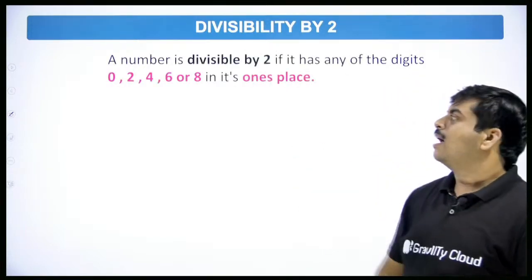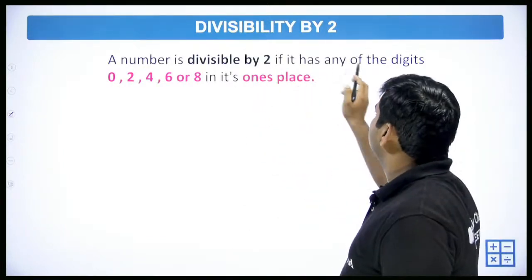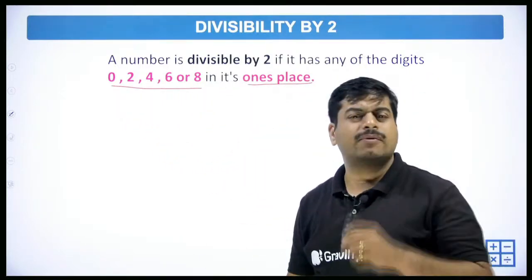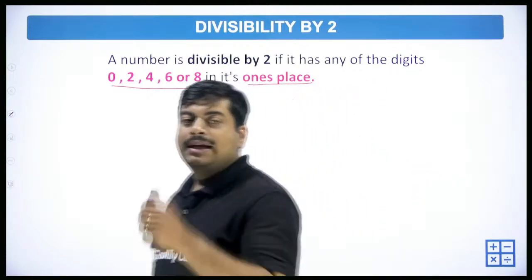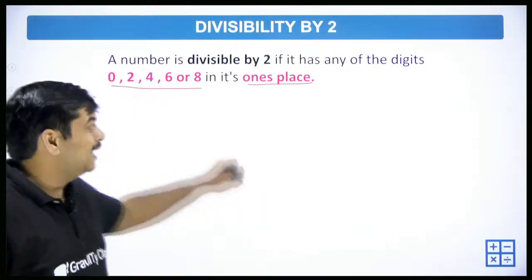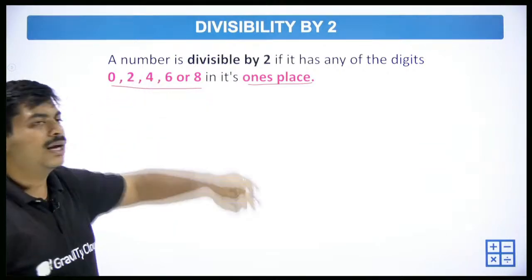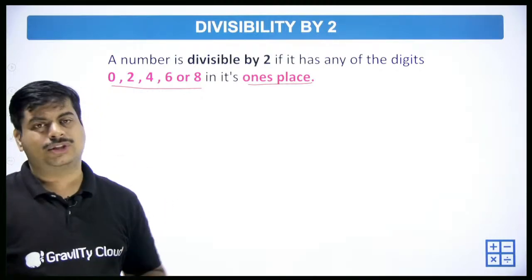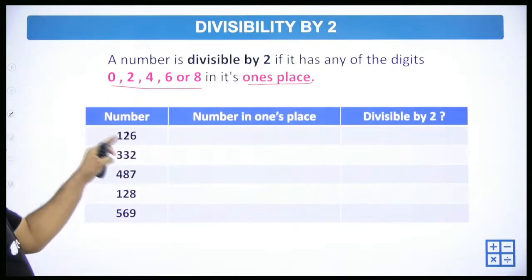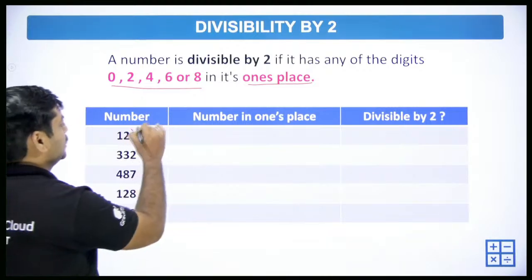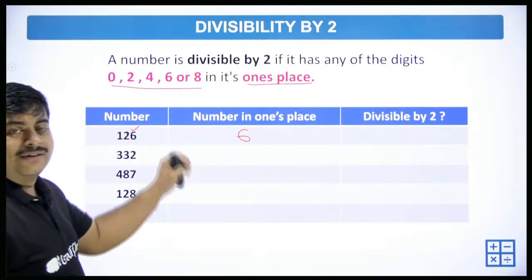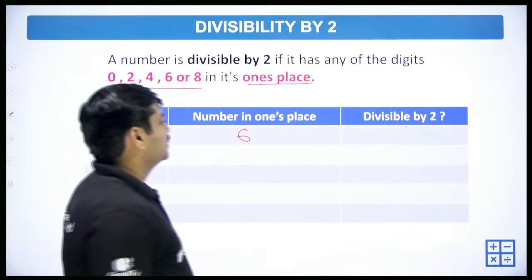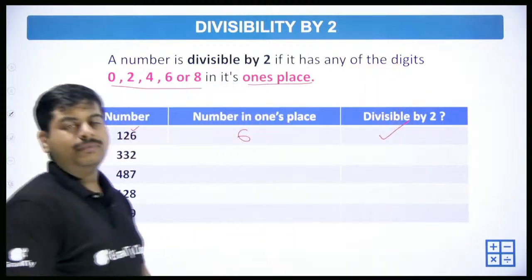So what is that? A number is divisible by 2 if it has any of the digits 0, 2, 4, 6 or 8 in its ones place. What do you mean by ones place? Units place. In that ones place, if you have any of these numbers 0, 2, 4, 6, 8, we can say that number is directly divisible by 2 without any other thought. You can see here 126 is there and the number in ones place is 6. Now tell me, is 6 divisible by 2? Yes, because 0, 2, 4, 6, 8. The ending digit is 6. Yes, it is divisible. That's it.